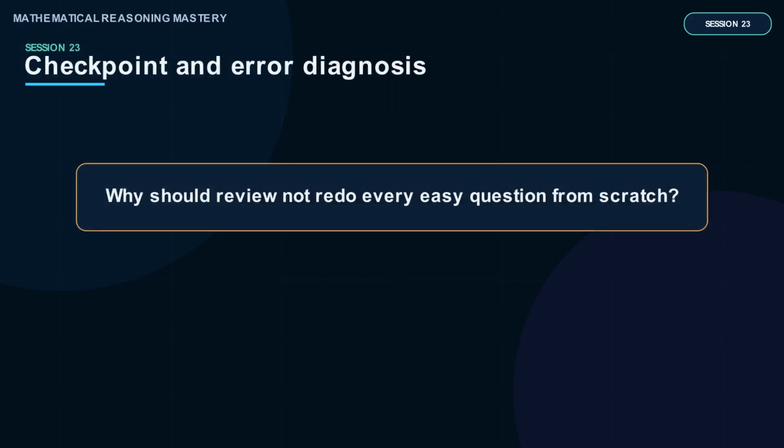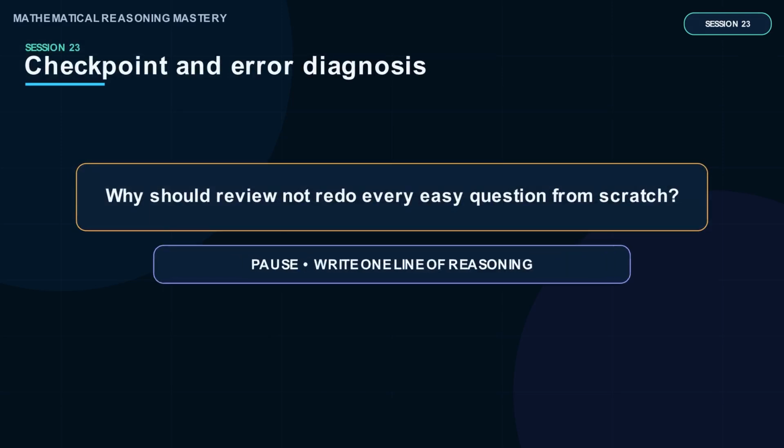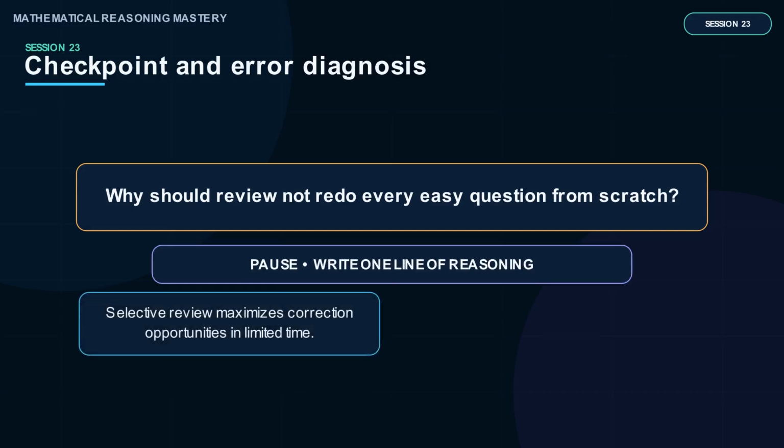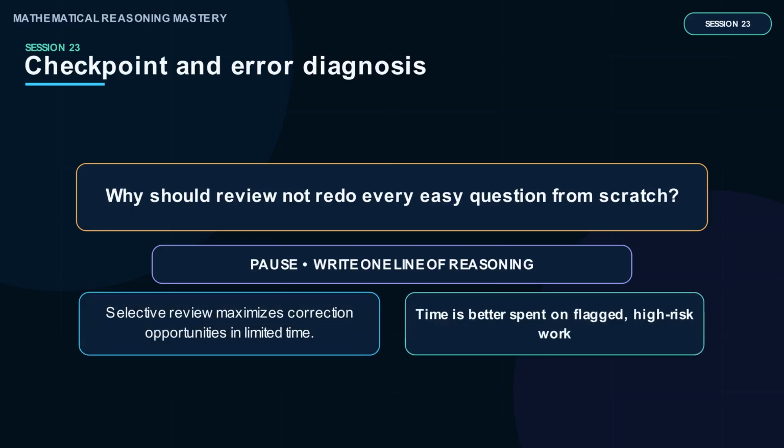Try this checkpoint without copying the example. Why should review not redo every easy question from scratch? Decide which mathematical fact controls the answer. Pause and write one line of reasoning before committing. A visible decision is easier to inspect, explain, and correct than an unsupported guess. Focused hint. Selective review maximizes correction opportunities in limited time. Use the hint to repair the setup, then finish the reasoning yourself. The accepted answer is time is better spent on flagged, high-risk work. Explain why it works, and name the earliest line that would reveal a likely error.